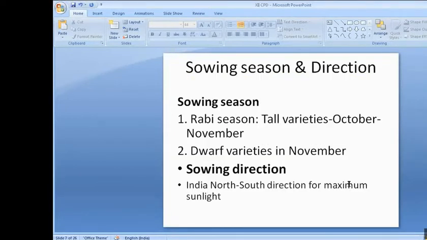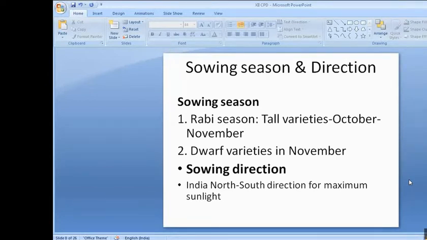Okay, then sowing season and direction. This may also be asked. Remember that whatever slide we are studying, every slide is worth roughly 2 months. You can understand it like that. Now the sowing season. You know that the sowing of wheat is done in our Maharashtra because this is a cold climate crop. It requires a temperate climate. This is a rabi crop.